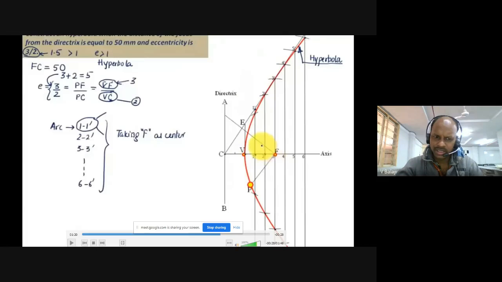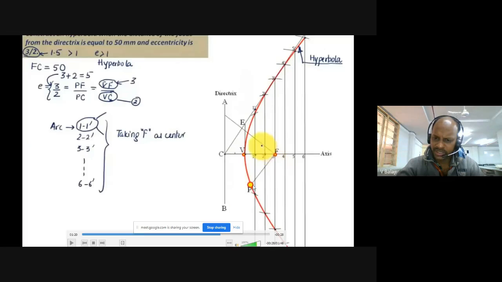The sum PF plus PF dash is equal to the major axis. Here we don't have any major axis. We don't call it the major axis in the case of a hyperbola. So again, drawing the normal and tangent is the same.